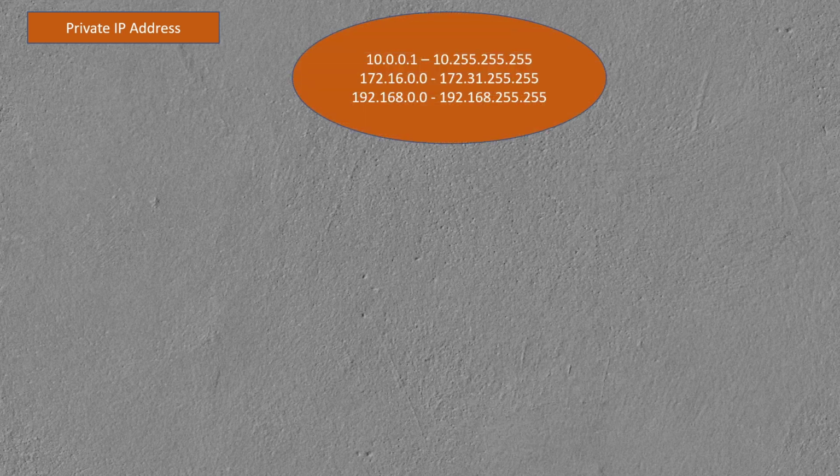Within the address space, certain networks are reserved for private networks. Packets from these networks are not routed across the public Internet. This provides a way for private networks to use internal IP addresses without interfering with other networks. The private networks are as listed here.